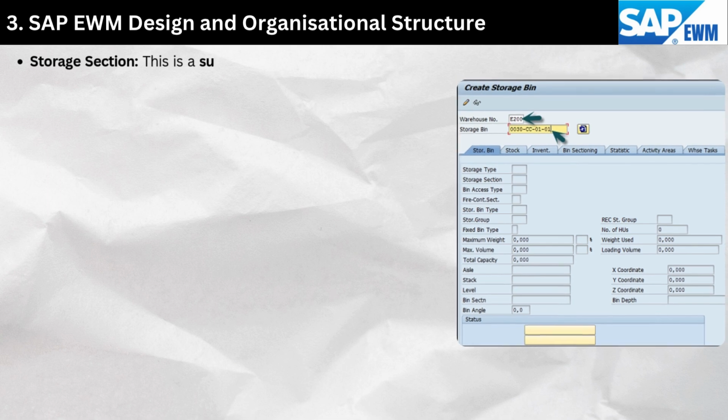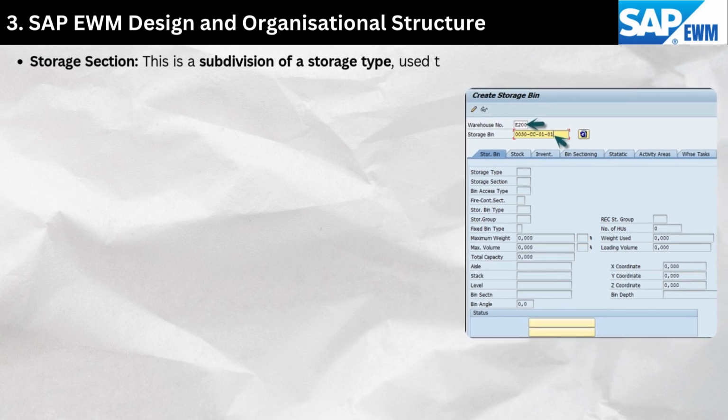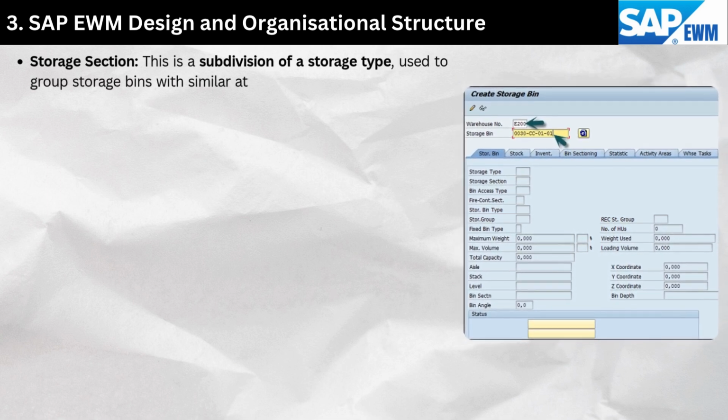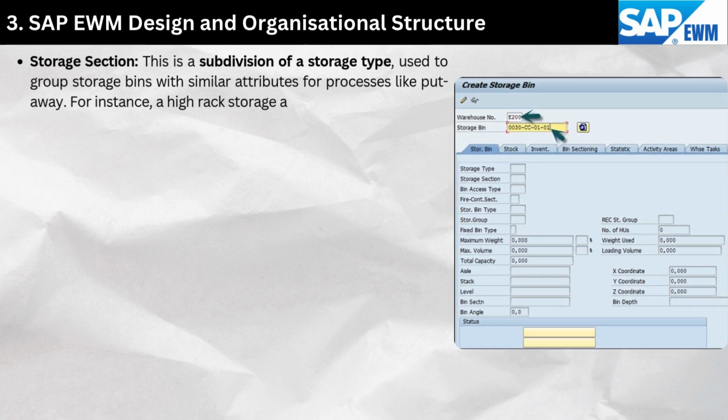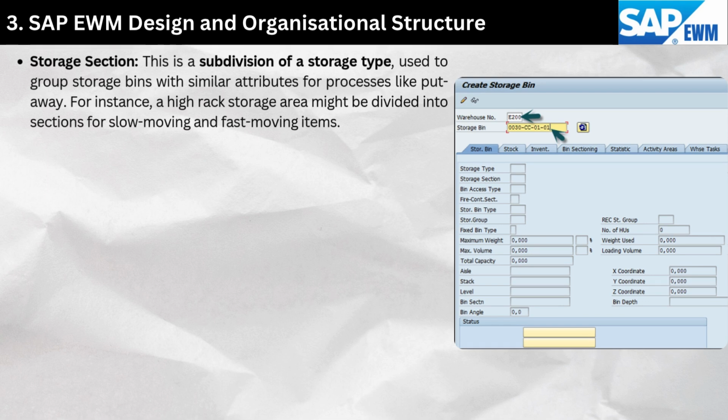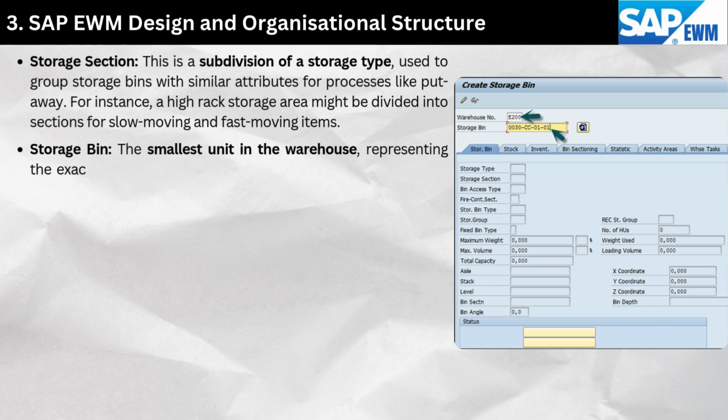Storage section. This is a subdivision of a storage type used to group storage bins with similar attributes for processes like put away. For instance, a high rack storage area might be divided into sections for slow-moving and fast-moving items. Storage bin. The smallest unit in the warehouse, representing the exact physical position where a product is located.